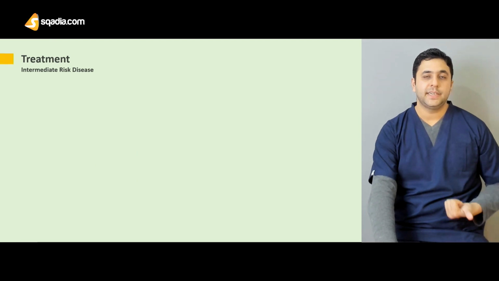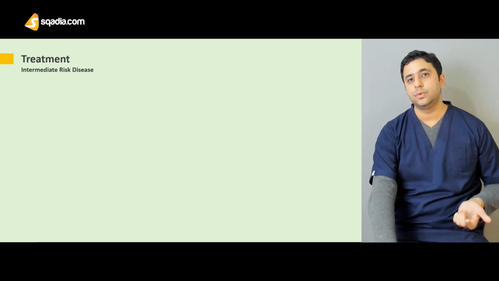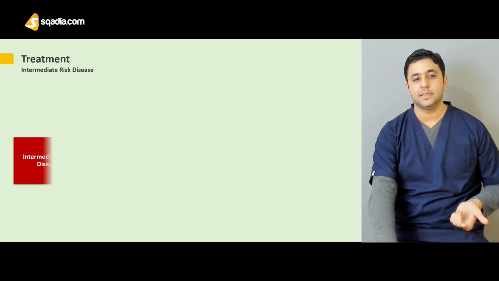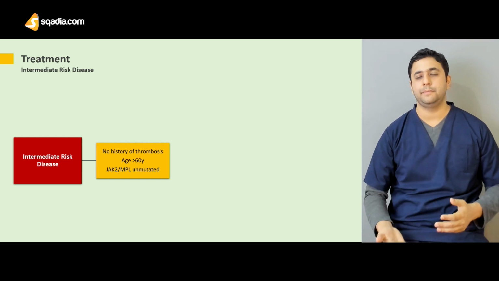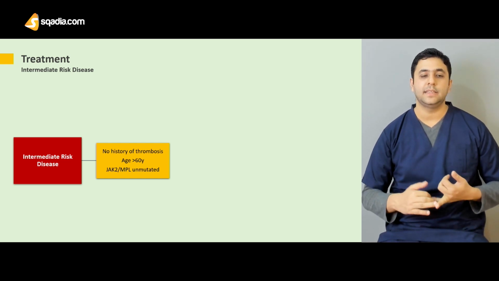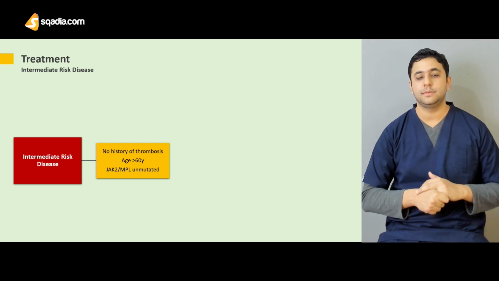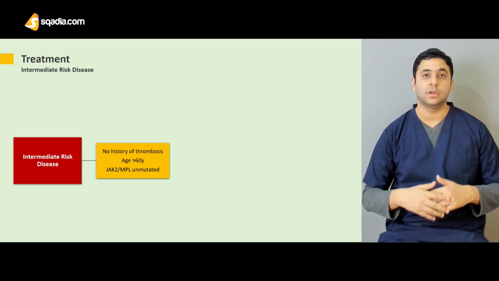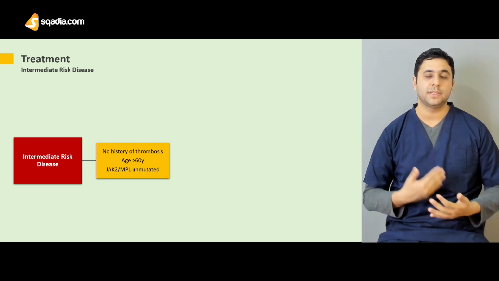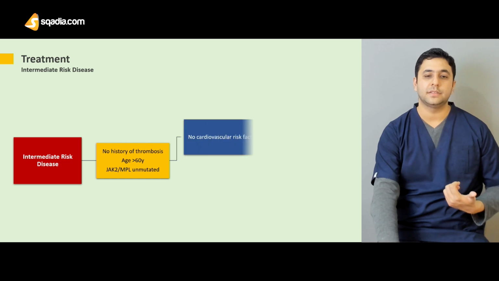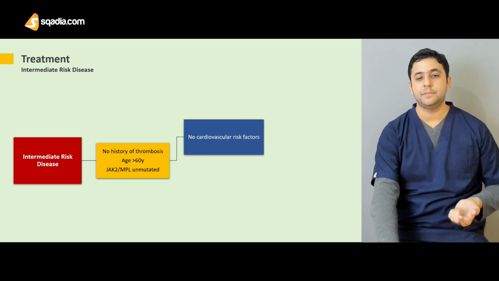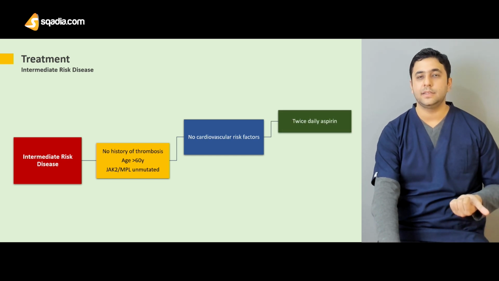If we have patients with intermediate risk disease, for example, they have one or two risk factors positive for the disease. For example, we have a patient who does not have a history of thrombosis, but is an older patient, greater than 60 years of age, and the JAK2 or the MPL is unmutated. Age is a very strong risk factor because most of the patients are elderly, specifically elderly females. So if we have an older patient with intermediate risk factors, and he or she does not have any cardiovascular risk, then twice daily aspirin is our therapy of choice.